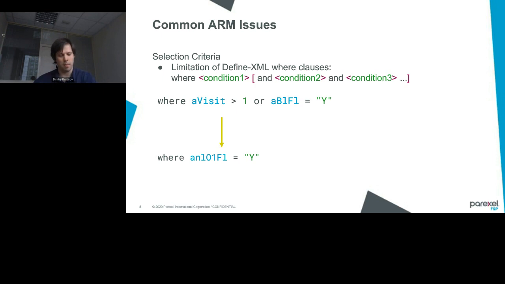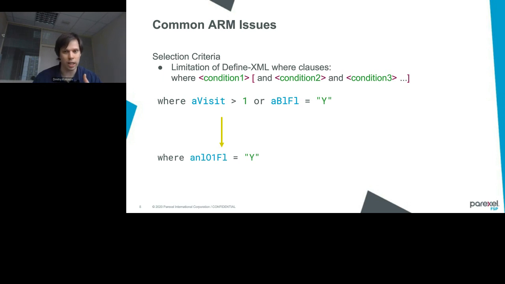But in case, for example, you created your data sets already and you cannot add any variables, you already wrote your programs and for some reason you cannot change them, you probably want to just add a comment in your ARM because it's possible to add comments to data sets and describe why I used a different filter, and maybe in the programming code section, also use the full filter.